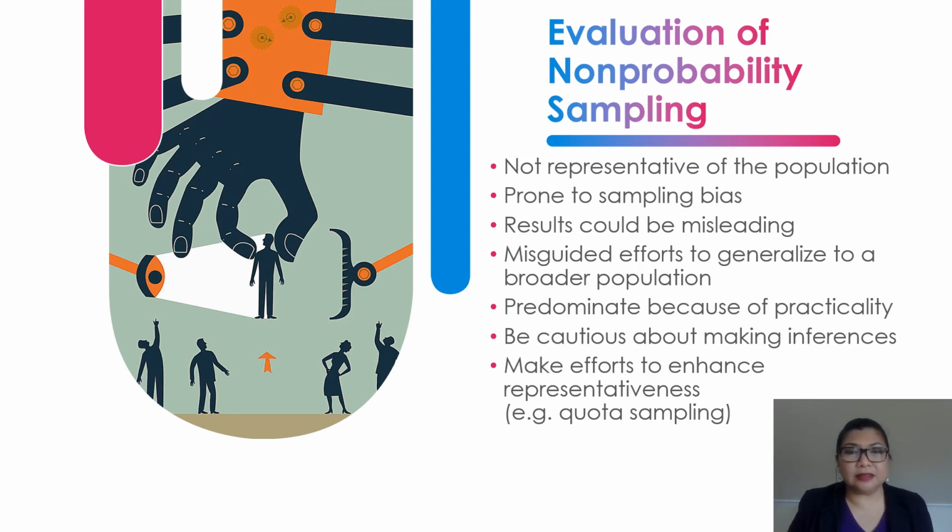But it does not mean that non-probability sampling is not legitimate or is not valid. It's still very predominant in many of the researches because it's very practical. But you have to be very conscious about making inferences. And you have to make an effort to enhance representativeness, for example, using quota sampling.